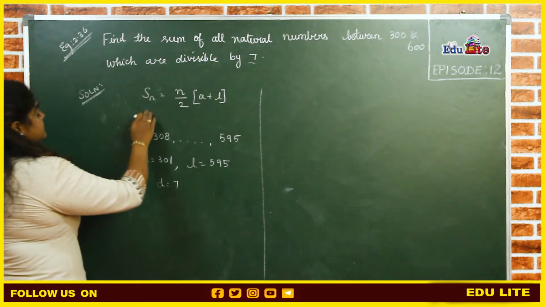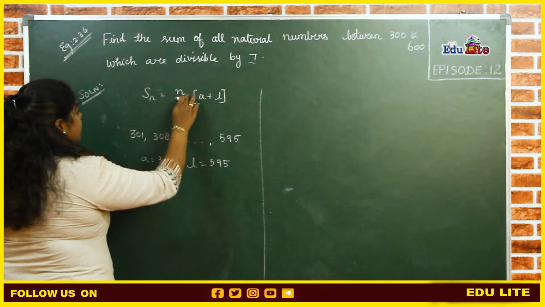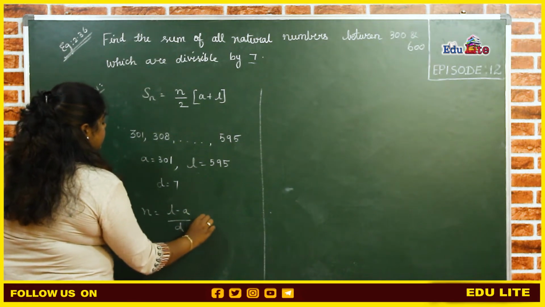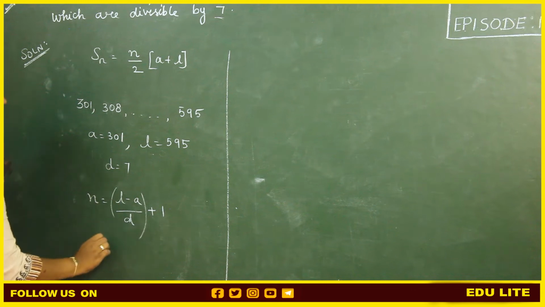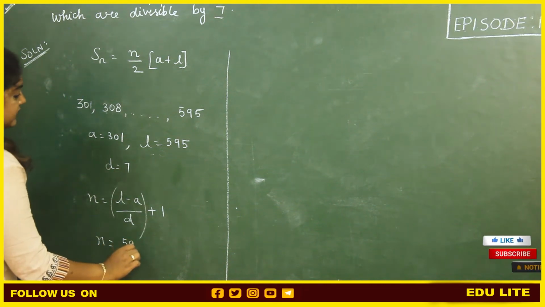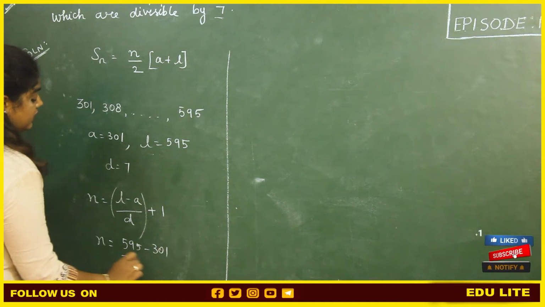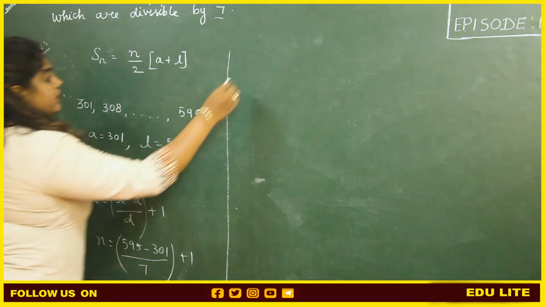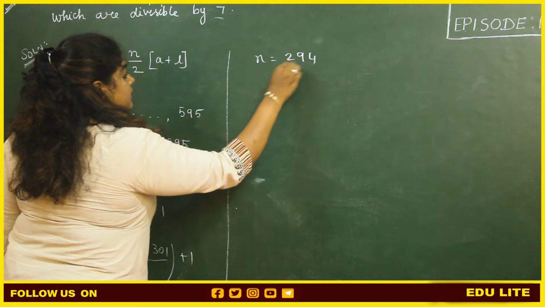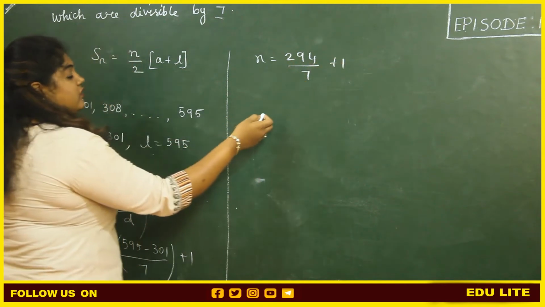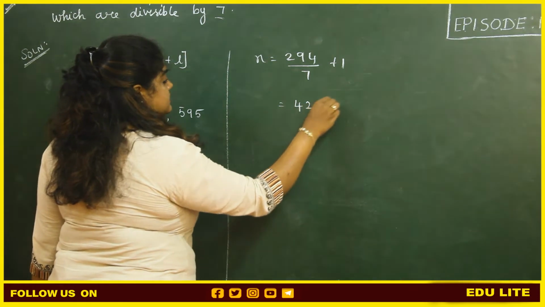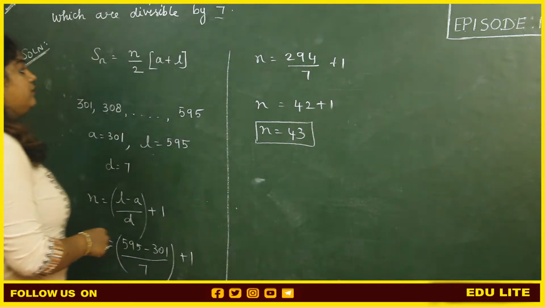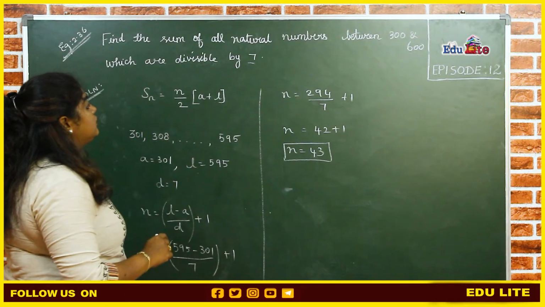For finding the value of Sn, first we need to know the value of n. For that we can use the formula n is equal to (l minus a) by d, plus 1. So n is equal to (595 minus 301) divided by 7 plus 1. 595 minus 301 will give me 294 by 7 plus 1. 294 divided by 7 is 42, plus 1. Therefore, the value of n is equal to 43. Thus, we have found the value of n. We will substitute in this and find the sum to n terms.